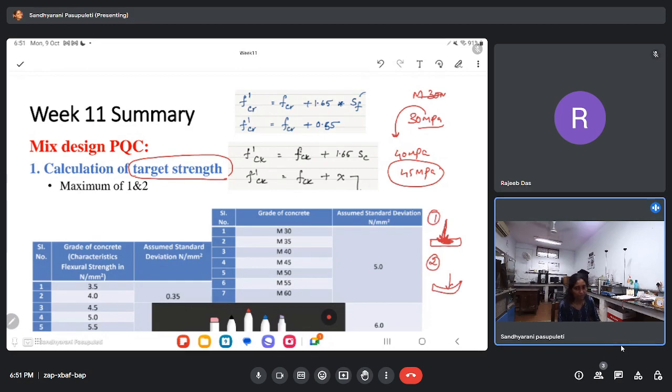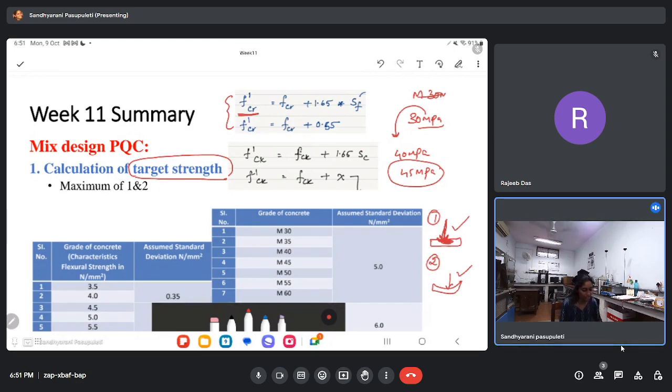So depending upon the load applications that my pavement is going to be subjected to, sometimes we might design for both. So if I want to design for compression, this is the criteria; if I want to design for tension or flexure, this is the criteria. So we can actually design for any of the criteria. Let us say I am going to design for flexural criteria. So initially we have to calculate the target strength. So this f'cr is called the target strength.